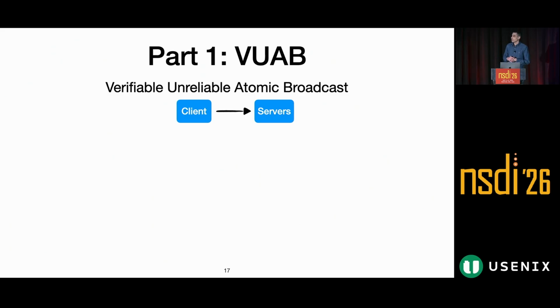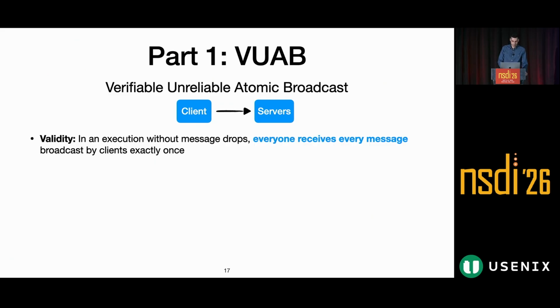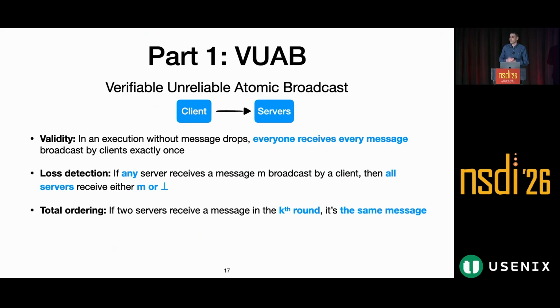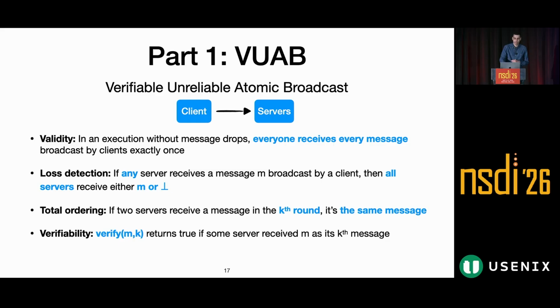So we introduce a new primitive we call verifiable unreliable atomic broadcast, which satisfies the following properties. In executions without packet loss, it guarantees exactly once delivery. For every client message, either all servers receive the message or they receive bottom. All servers receive messages in the same order. And finally, servers can verify that the message is indeed the kth message using a function we call verify.